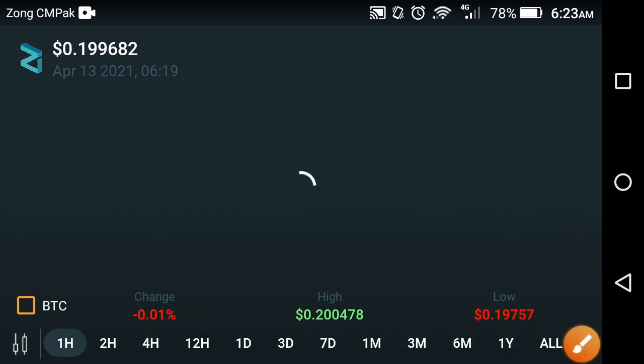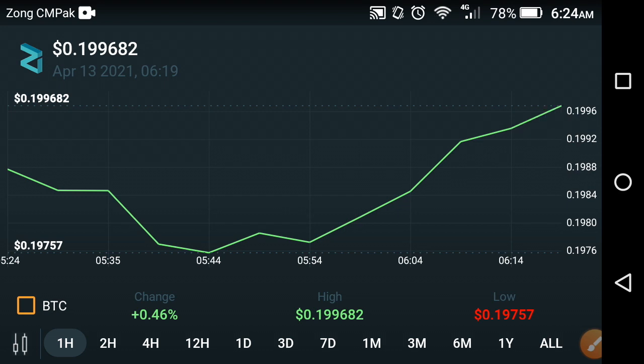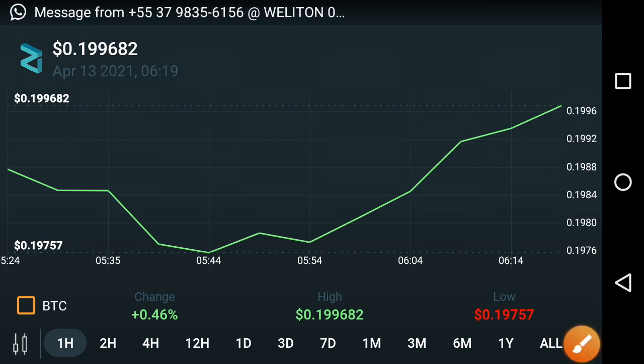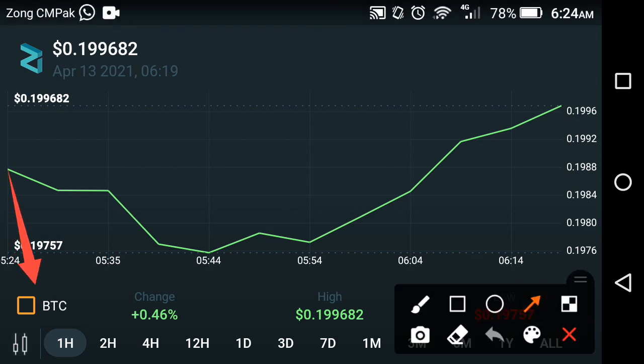So now let's see the current status and condition of Zilliqa coin in the cryptocurrency markets. What is the current change in Zilliqa coin? What's the high price of Zilliqa coin at this time? That is the live price prediction of this time you are watching now.